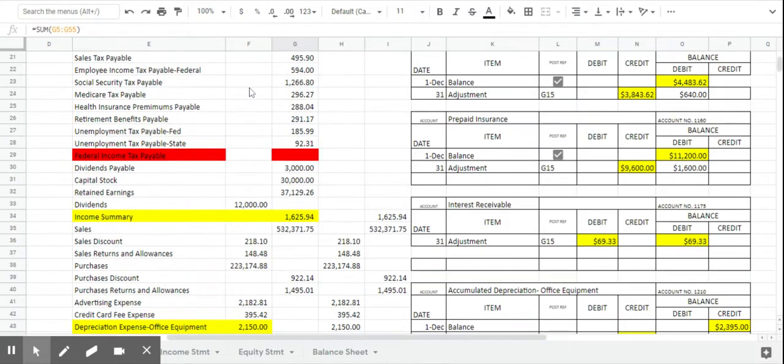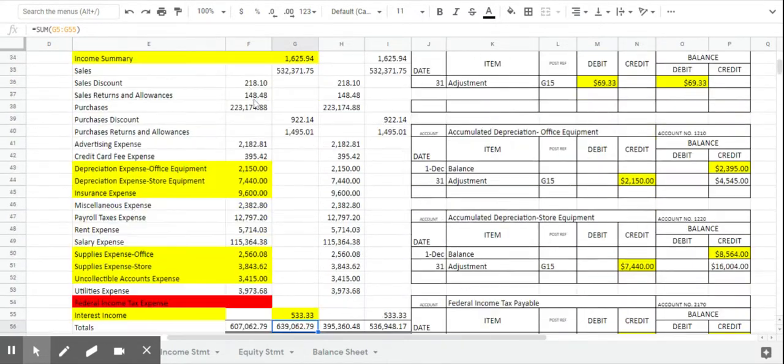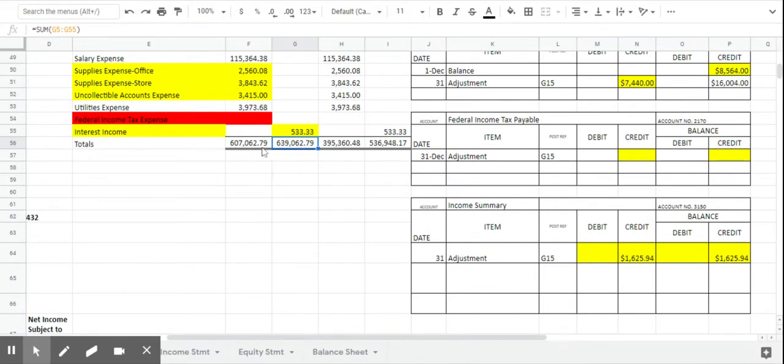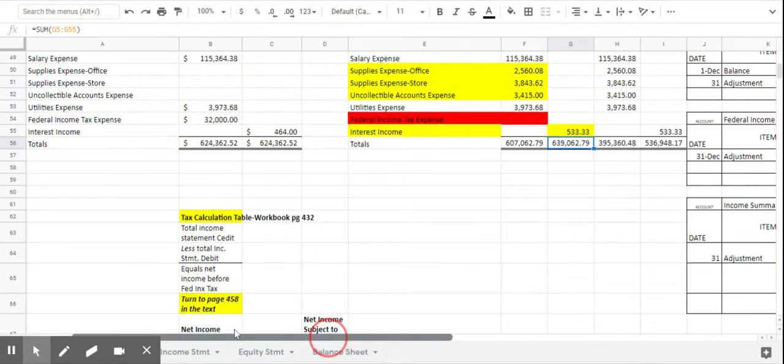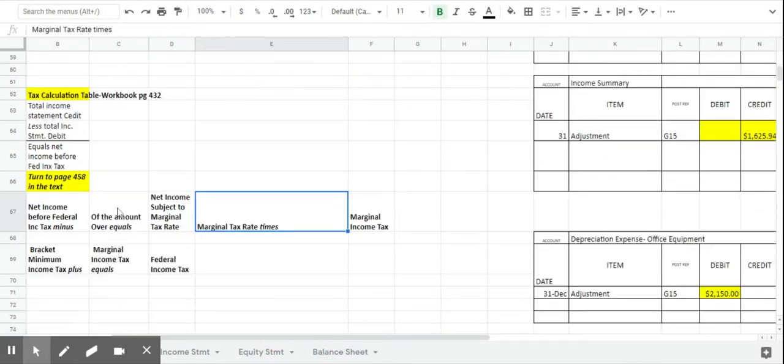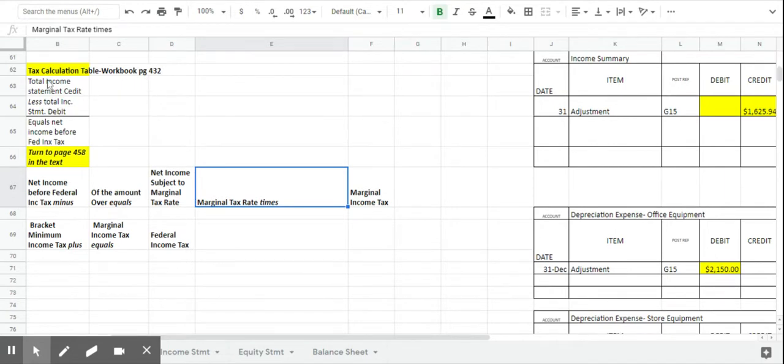Okay, so now you have all your adjustments in. Don't panic, this won't balance, because now we have to find out the tax. Now, if you're in the workbook, flip over to page 432. I've got that simulated over here. Total of the income statement. So, if you're in the workbook, turn to page 434. You want to add up all of those debits and all of those credits.